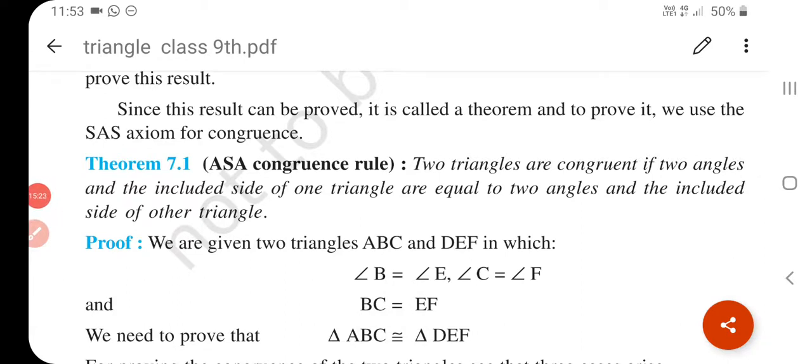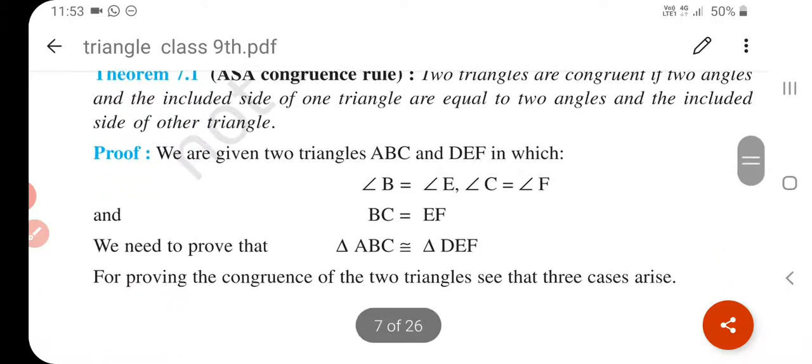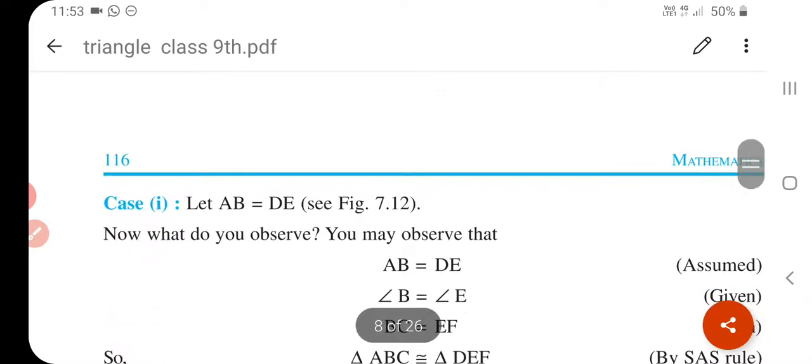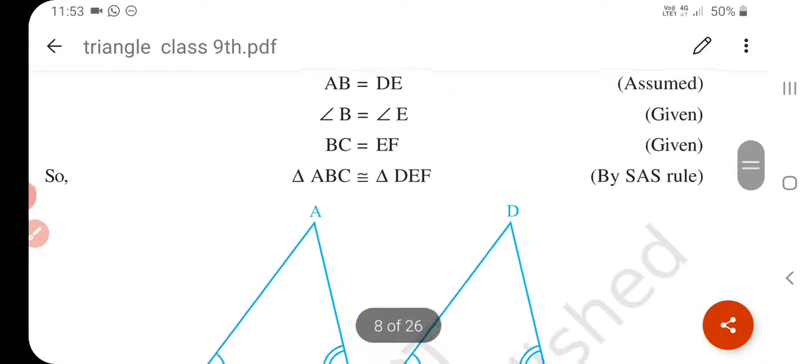Now our second rule of congruency, or you can say Theorem 7.1, is the ASA congruence rule. That is, two triangles are congruent if two angles and the included side of one triangle are equal to two angles and the included side of the other triangle. Okay, understand? So we can say that angle-side-angle holds.